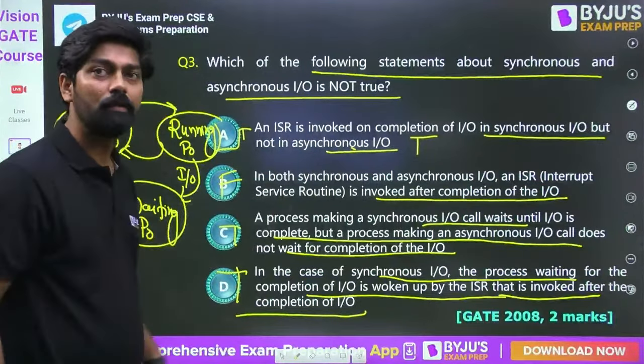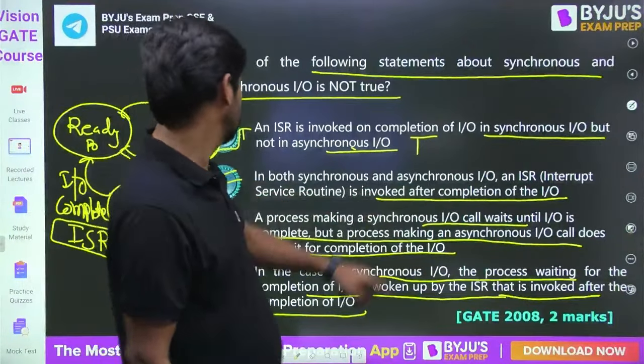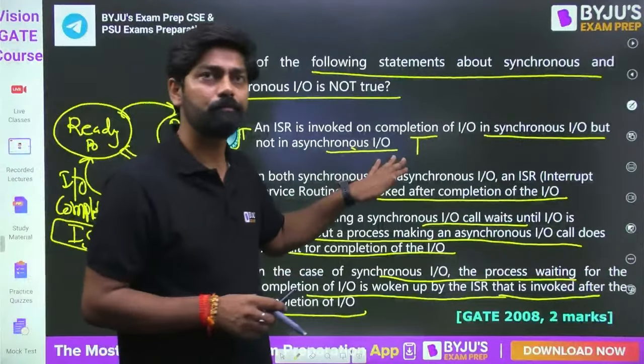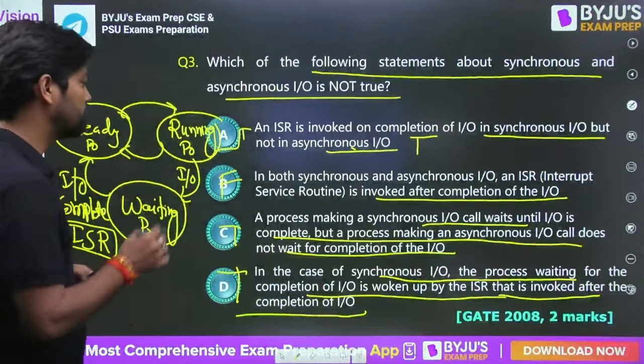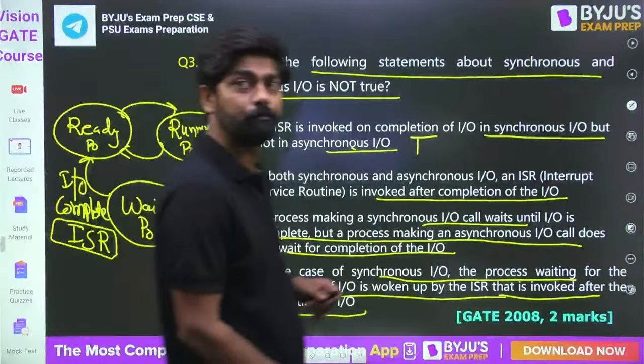Sorry for the mistake. Fine. So B is the answer. Not true means false, so B is false. I think this is clear. B is false. Sorry for that glitch. So B is the answer. B is false. Fine. Okay.